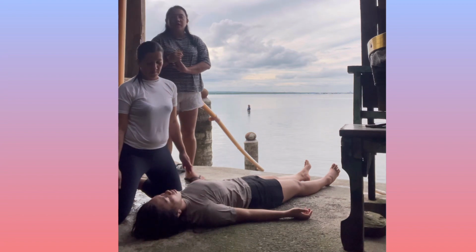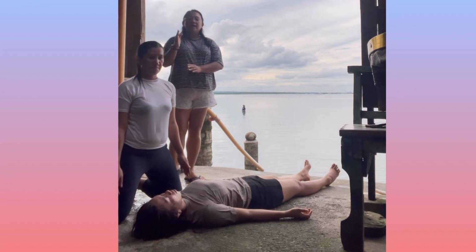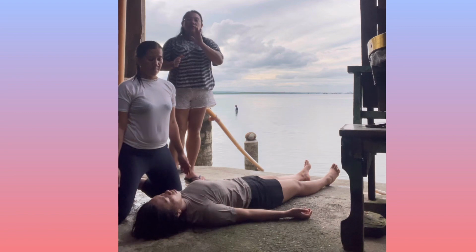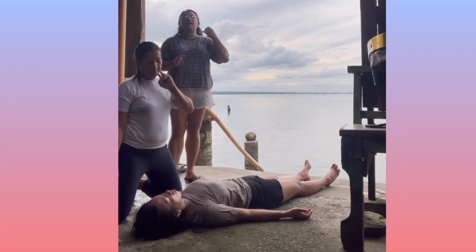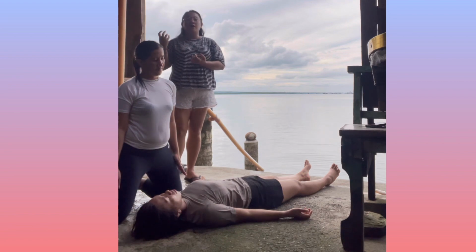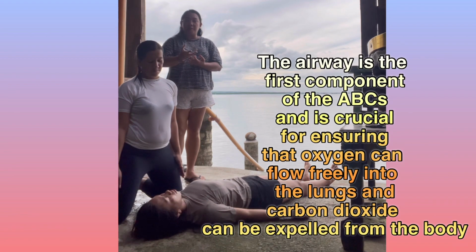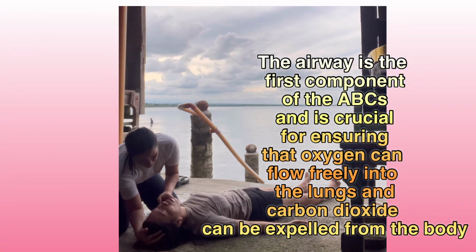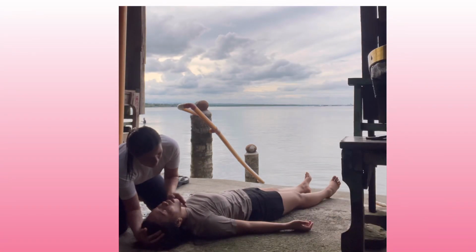First is to check for airway. Place your ear next the person's mouth and listen for no more than 10 seconds. Observe the rise and fall of the patient's tummy and place your two finger to check for carotid pulse. The airway is the first component of the ABCs and is crucial for ensuring that oxygen can flow freely into the lungs and carbon dioxide can be expelled from the body.